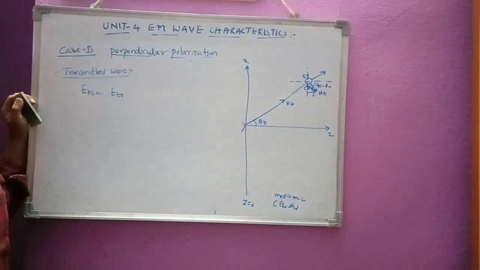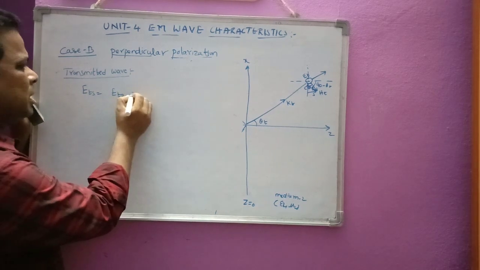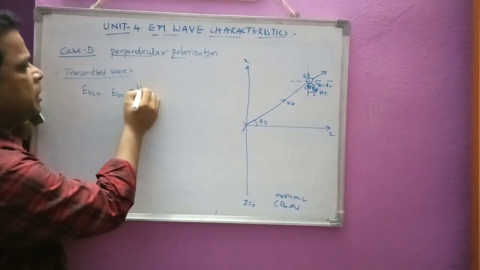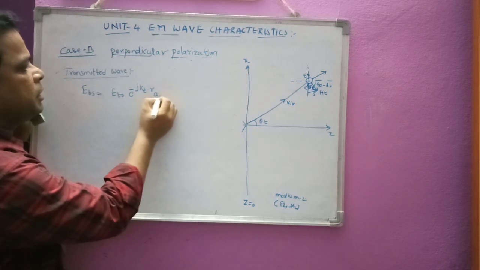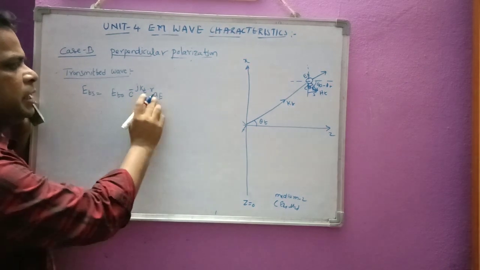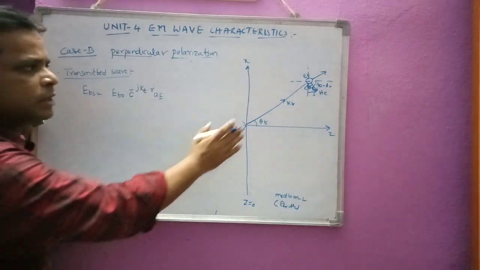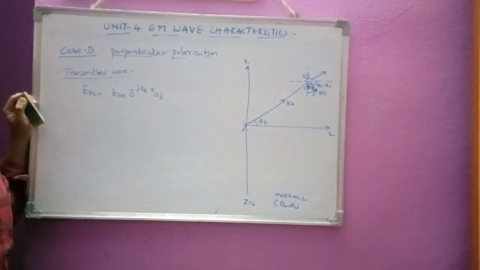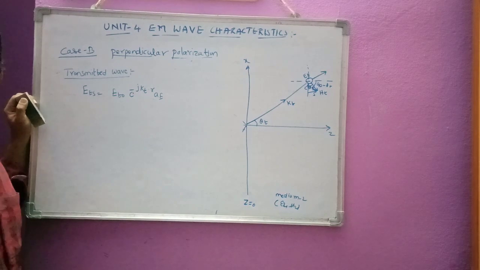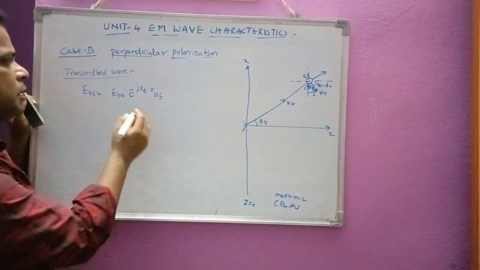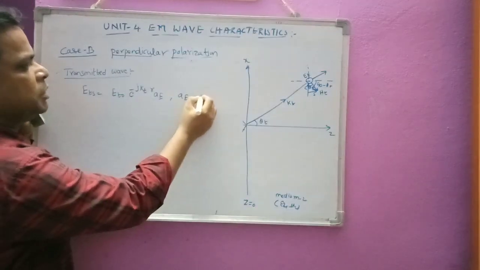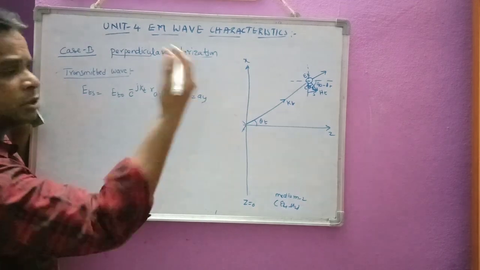The expression for the transmitted electric field is also in the same direction as we have taken, that is ET naught. I will write the general equation here: e power minus j kt dot R into AY. This AY direction is not going to change, either for the incident wave, the transmitted wave, or the reflected wave. It will be the same here, that is AY, perpendicular to this board here.